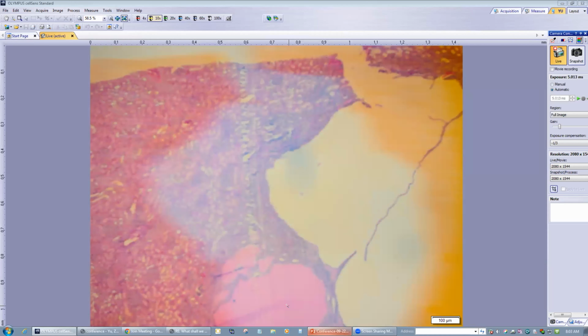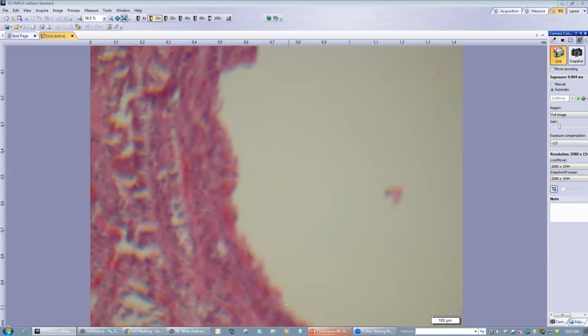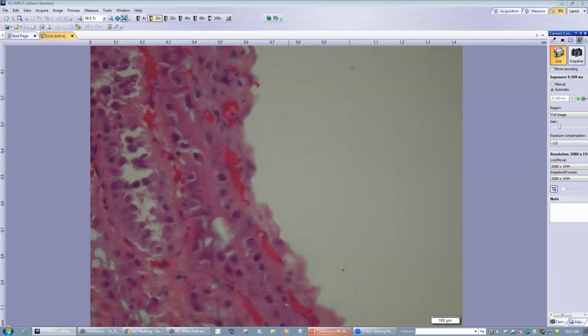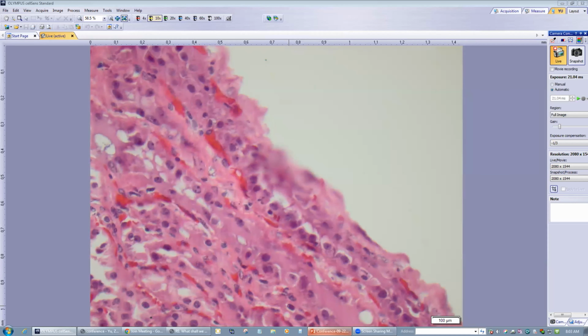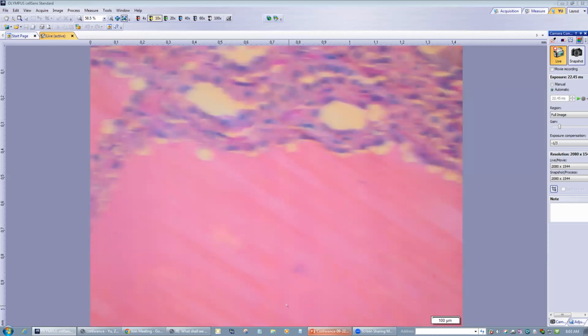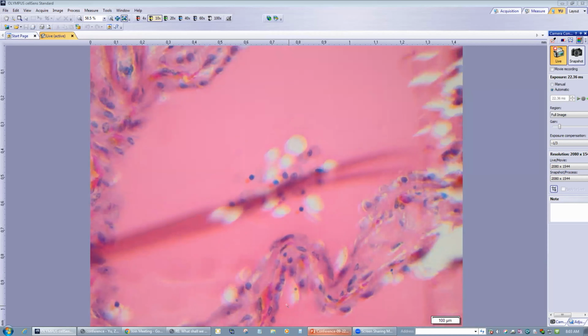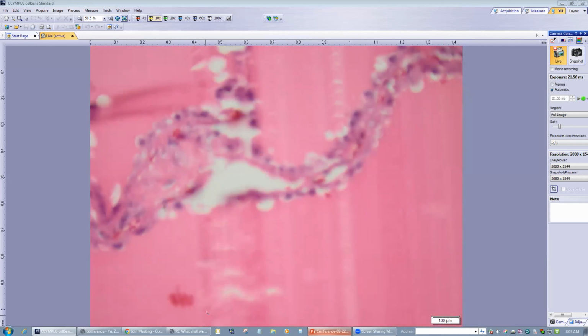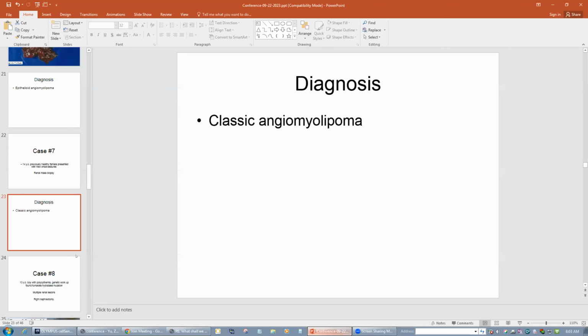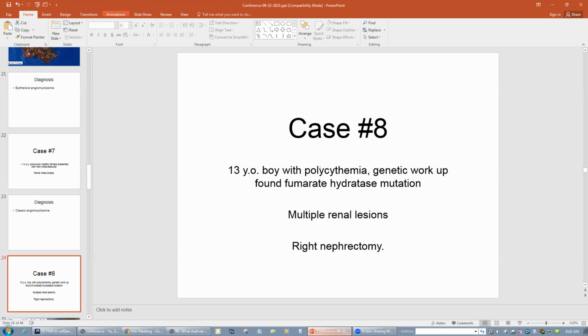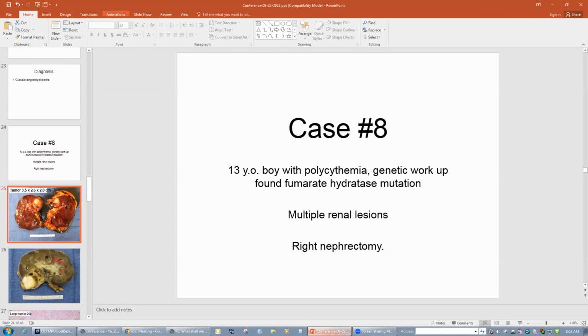That's a cyst. Also lined by similar type of cells. That's the cyst lining. So now we go back to the history. Because of the polycythemia, they did a genetic workup. They found the patient had a fumarate hydratase mutation. So then they did follow-up, finding a kidney tumor.